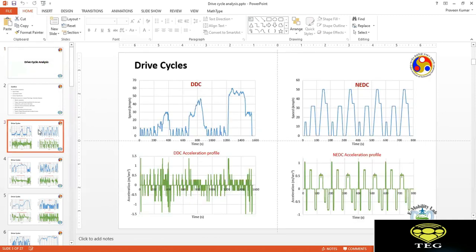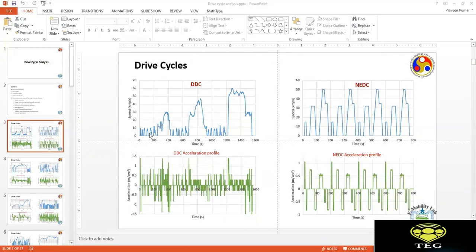So here I'm going to show you the first two drive cycles. On the top left corner, you will see DDC. Now DDC stands for daily drive cycle. And on the right side, top right, you see NEDC, which is New European Drive Cycle. So these are the two drive cycles. If I look at them carefully, the x-axis gives the time for both of them and the y-axis gives the speed. So here you have a speed versus time plot for a given specific location.